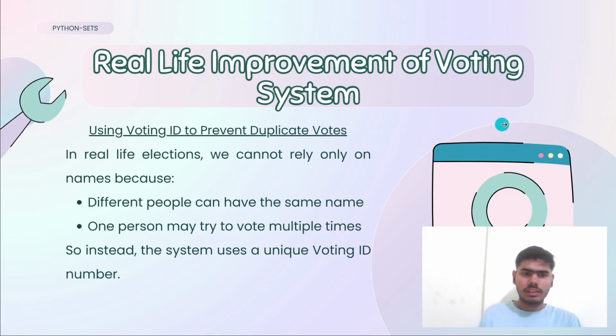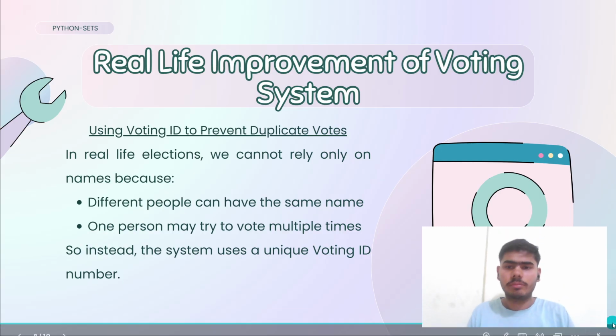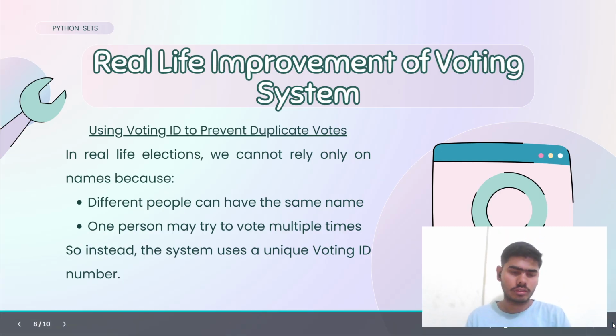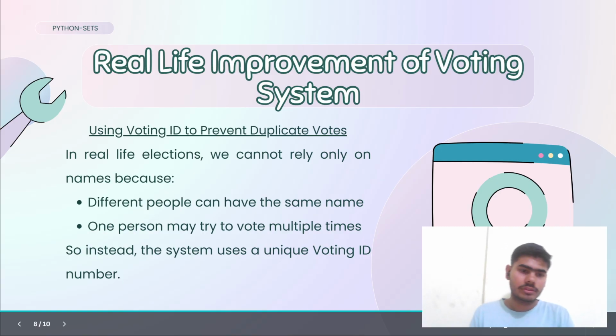Let's go further. We have taken a real life example for using the set, but there's an improvement that is needed: using voting ID to prevent duplicate votes. In real life, we cannot rely only on names, because different people can have the same name, and one person may try to vote multiple times. So instead of using their names, we can use their voting ID number.